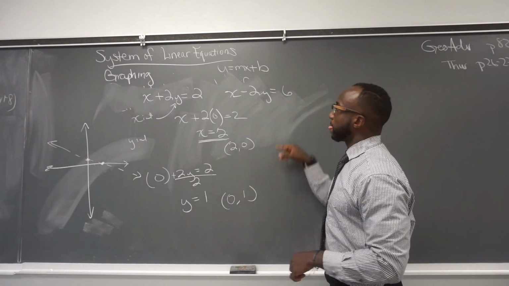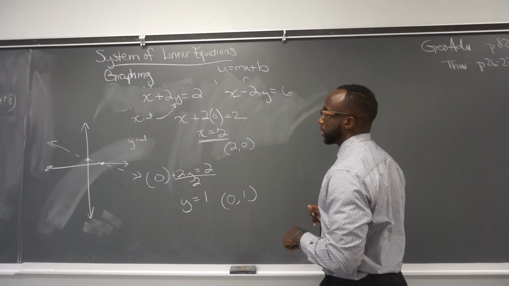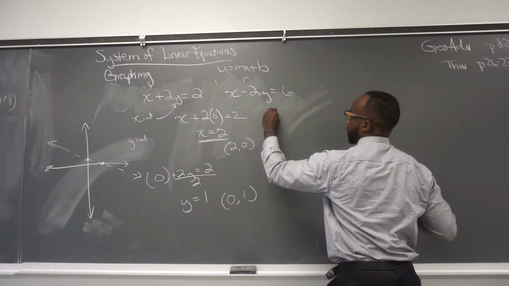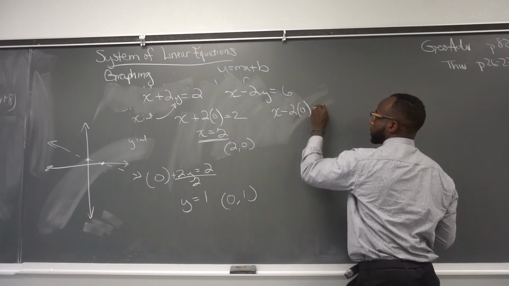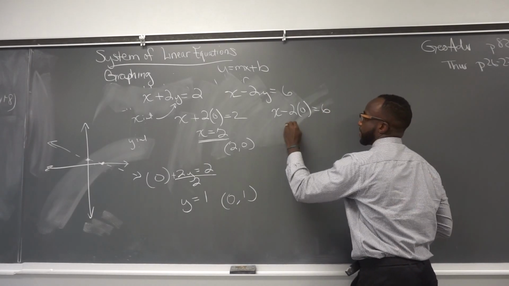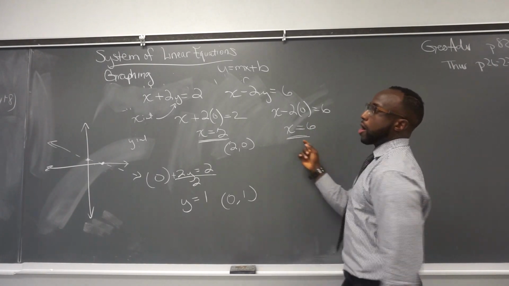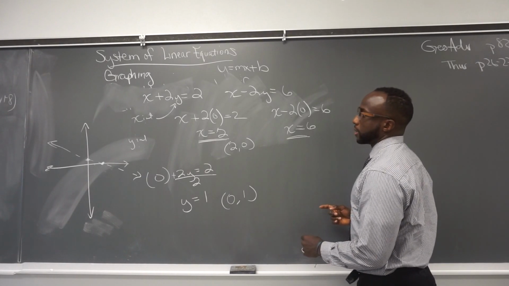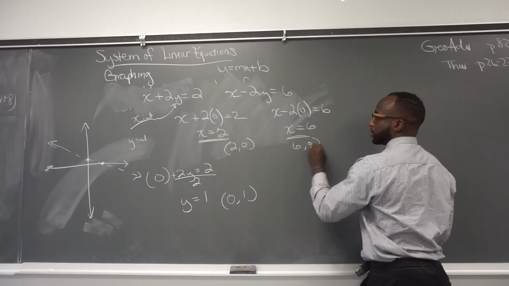That's our first line. Now in our second line, where we have x minus 2y equals 6, first find our x-intercept. Substitute 0 for y. So now we're going to have x minus 2 times 0 equals 6. Again, 2 times 0 is 0. So that leaves us with x equals 6. So our x-intercept is going to be 6, 0.